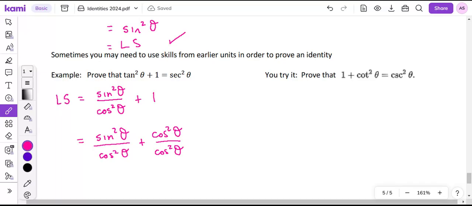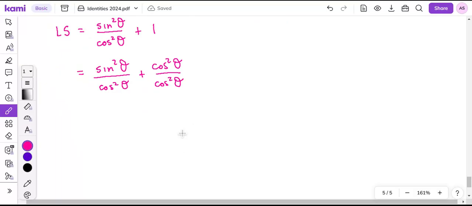But now that we did that, we can just add these two expressions together to get this. We get sine squared theta plus cosine squared theta, and on the bottom, our common denominator of cosine squared theta. Now, how the heck did that help us? Look at the top. Sine squared theta plus cosine squared theta. What's that equal to? 1. It's equal to 1.